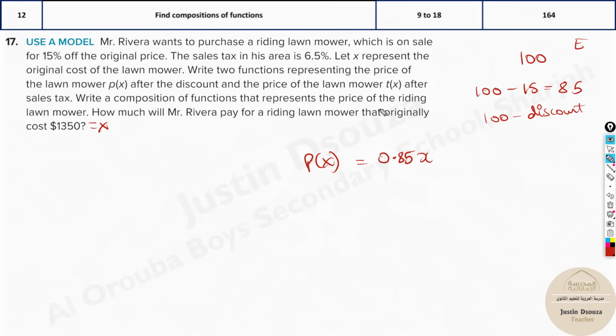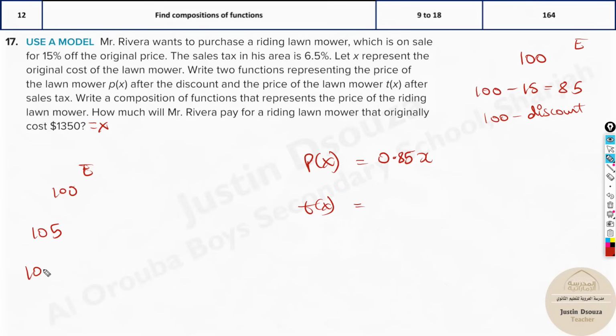Now what about the tax, t of x? Now tax is something that's added. Now imagine it's 100 dirhams, okay? Again, 100 dirhams electronics, but you have to pay a tax of say 5%. Then if it is 5%, you add 100's 5%, which is 5 dirhams, so it'll be 105 dirhams.